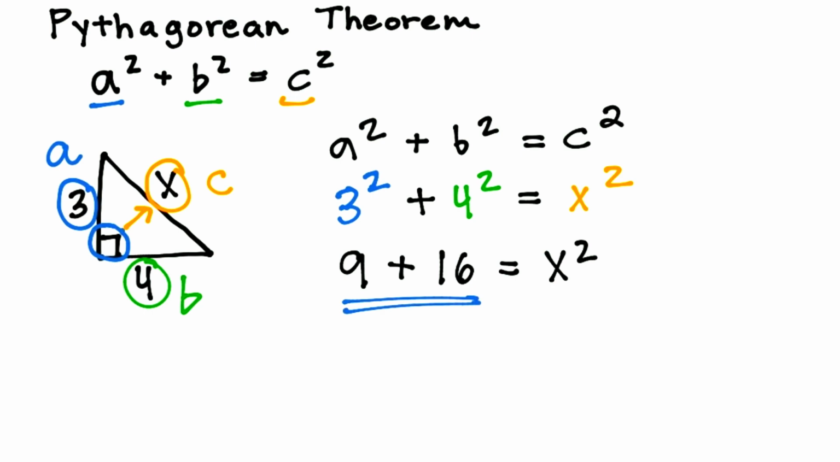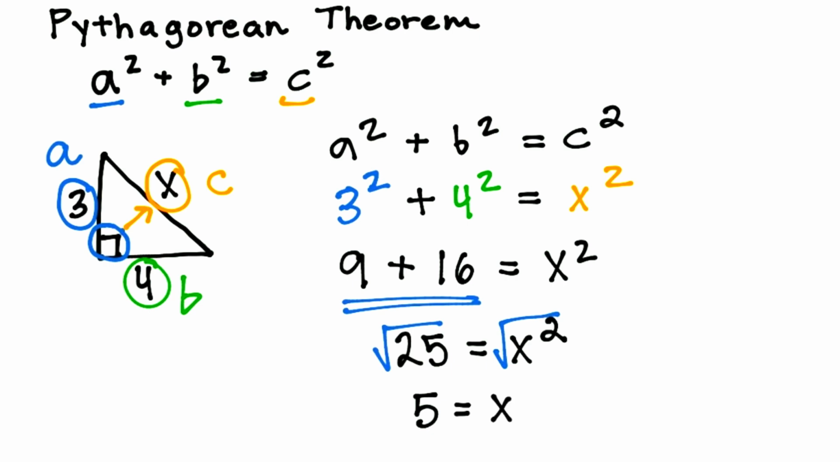Now on the left-hand side, we can add 9 and 16, and we'll get 25. And that's equal to X squared. So now whenever you have just X squared on one side of the equation, the way you can solve for it is to take the square root of both sides. And what this will give us is 5 on the left and X on the right. So the final answer is just going to be 5.